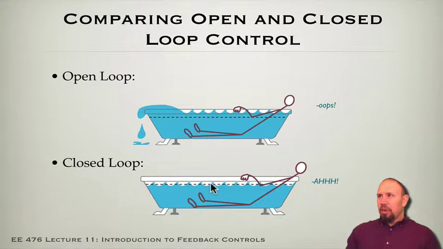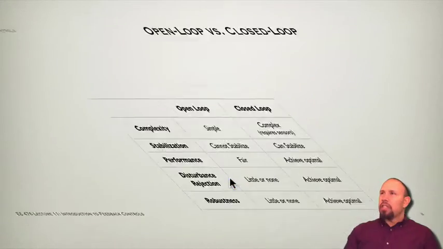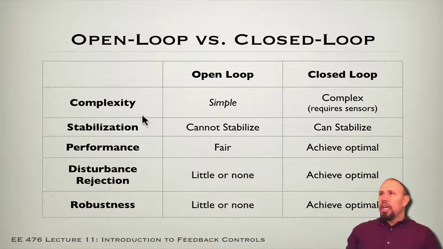Okay, so this is some comparison. Further comparison of open loop and closed loop control. In terms of complexity, the open loop control is simple. Closed loop control is generally more complex. It requires sensors. In terms of stabilization, if your system is unstable, open loop cannot stabilize, whereas closed loop can stabilize.